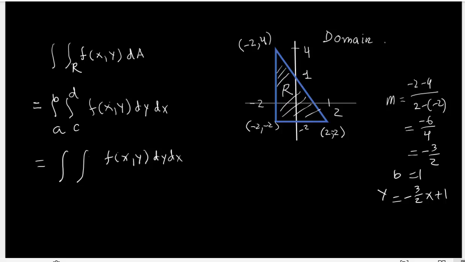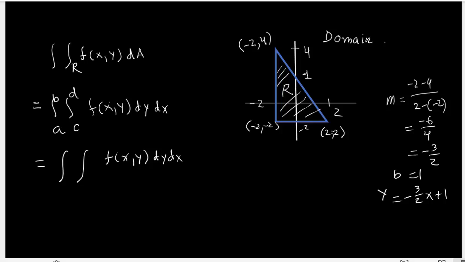So if you consider the points (-2, 4) and (2, -2), then you find your slope, which is y2 minus y1. That gives me -2 minus 4 over x2, which is 2, minus -2. That gives me finally -6 over 4, and the simplified version of that is -3 over 2. And as you see from the picture, the y-intercept is 1. So then I can write the equation of the slant line as y equals -3/2 x plus 1.